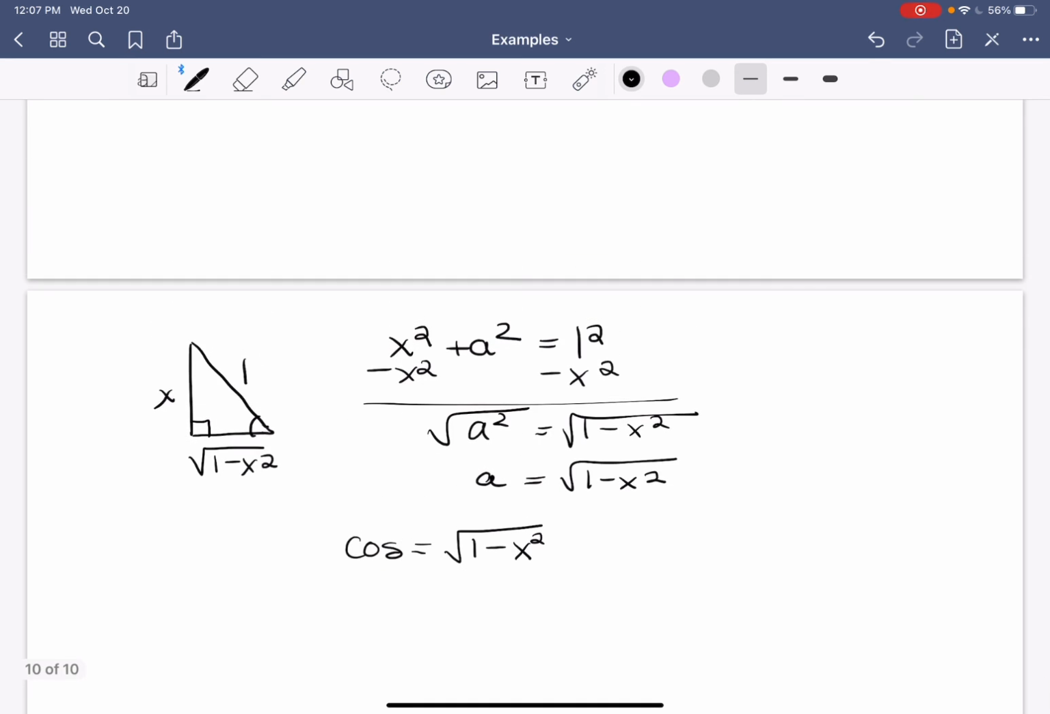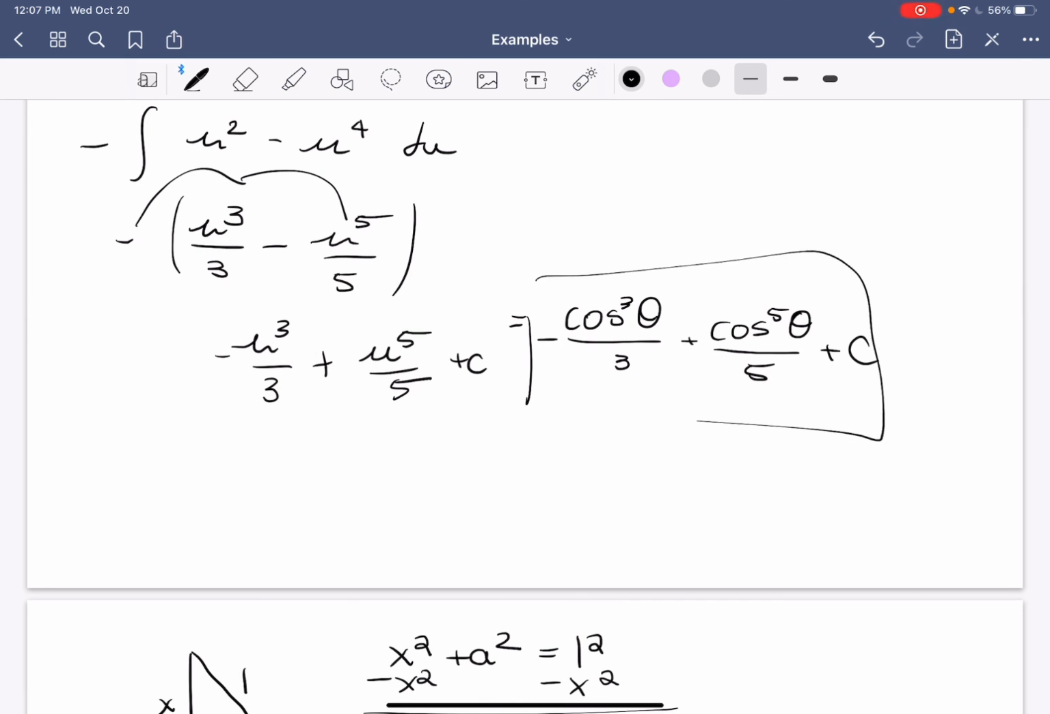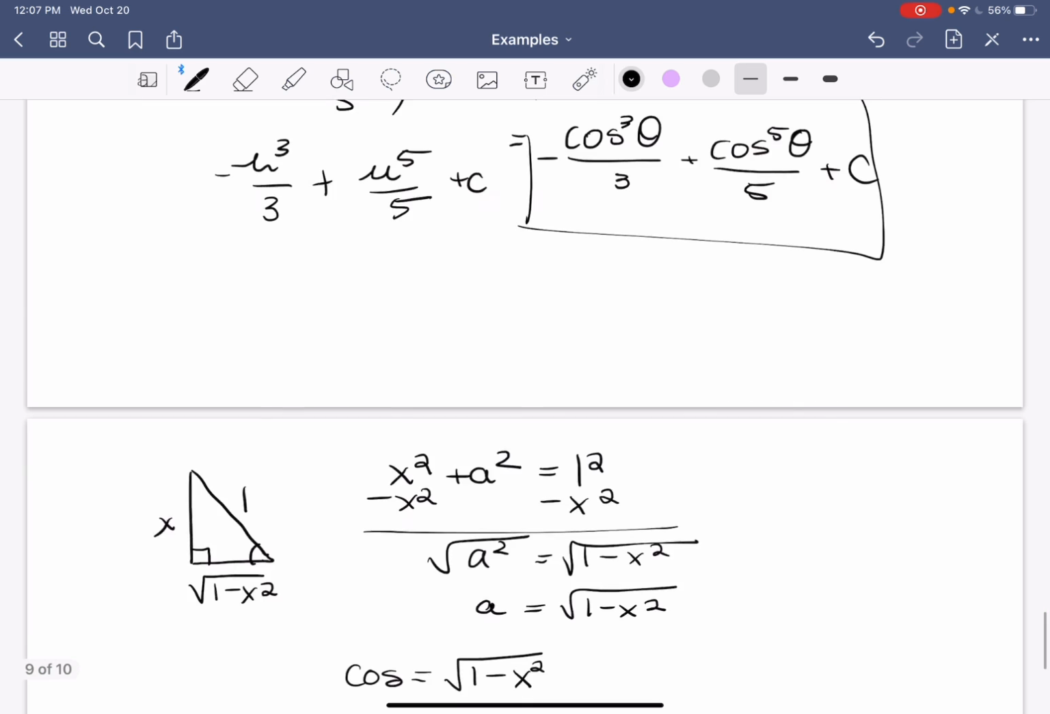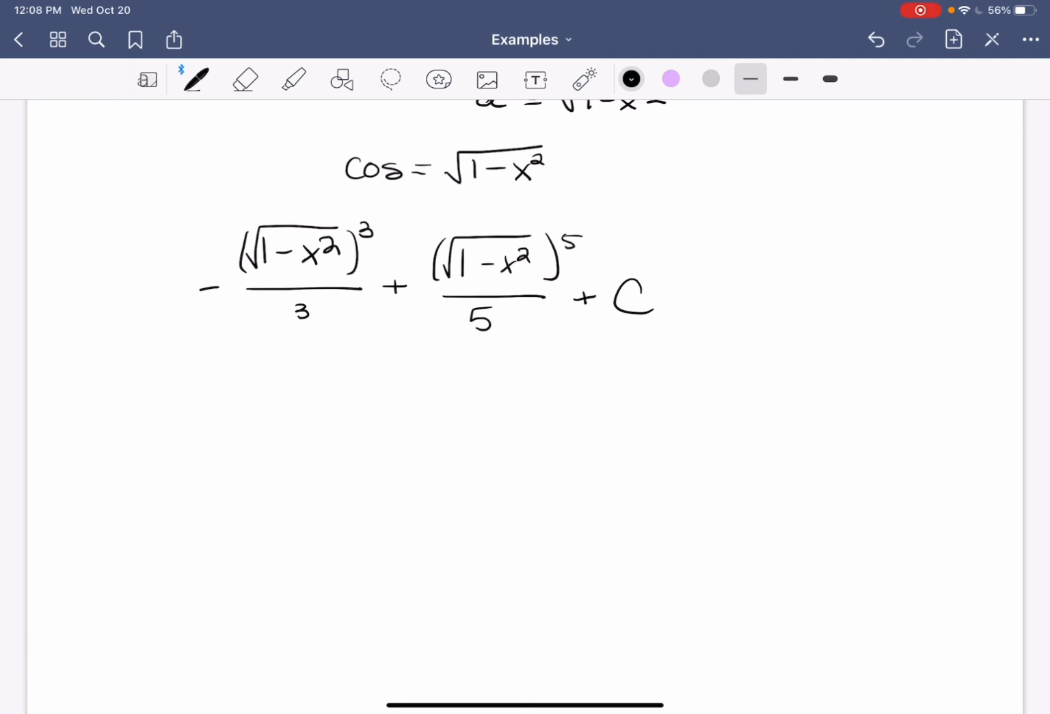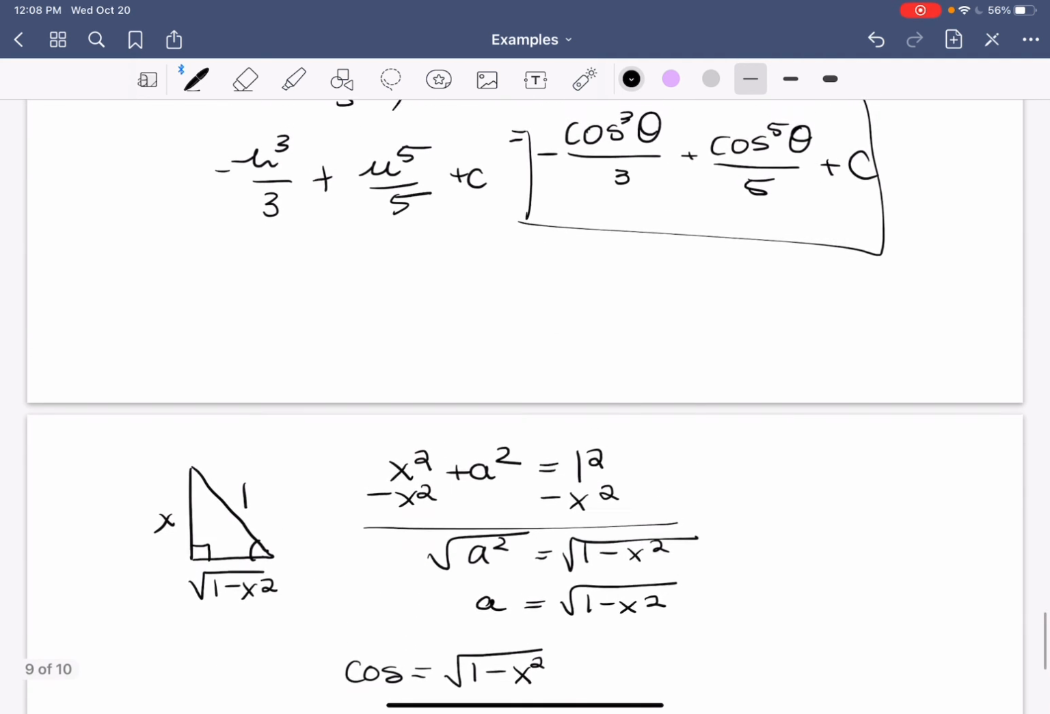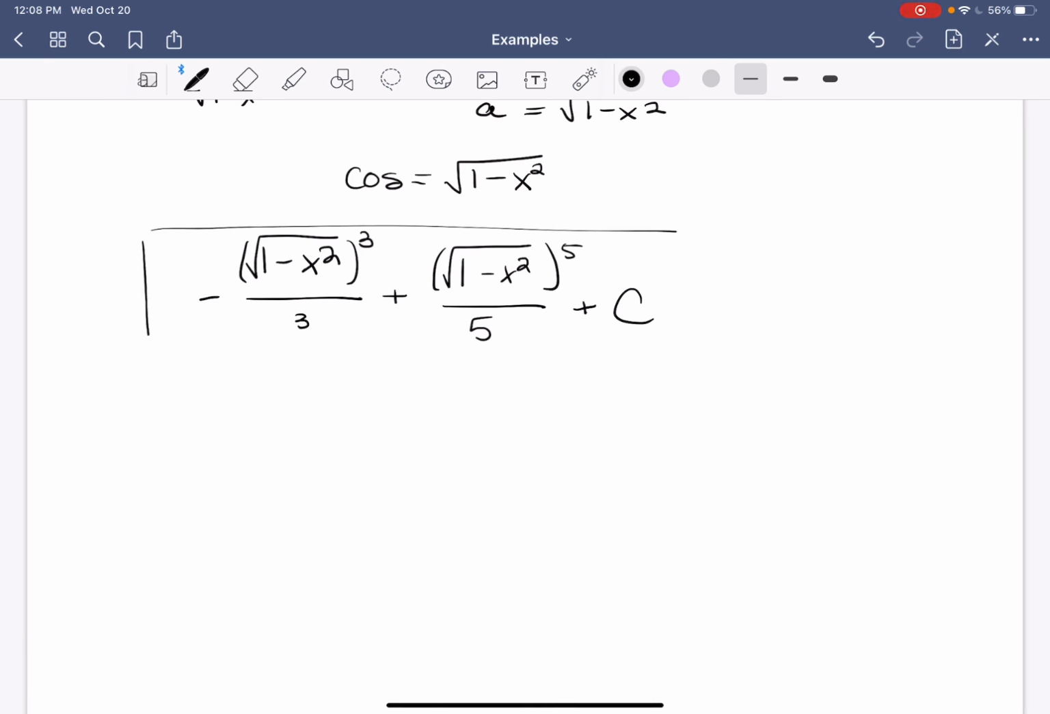Now we will plug this into the integral that we got, and it'll be the square root of 1 minus x squared, to the third power, over 3, plus, remember this is a negative because we distributed the negative, so it is negative the cube over 3, plus the square root of 1 minus x squared to the 5th power over 5 plus c. Remember the c because this is an indefinite integral, and this will be your answer.